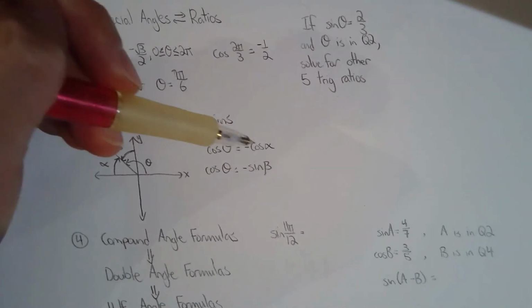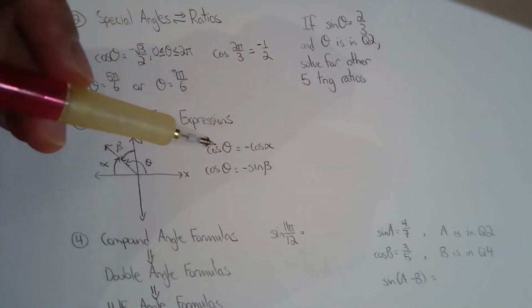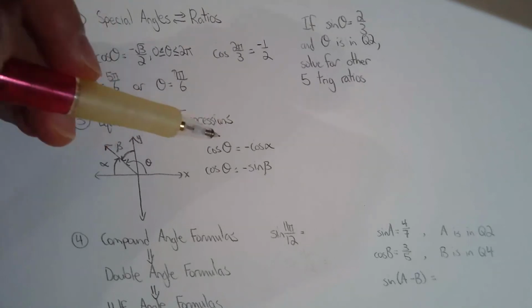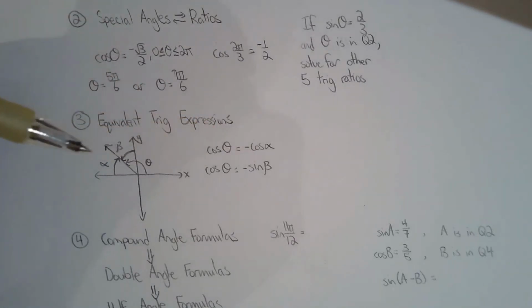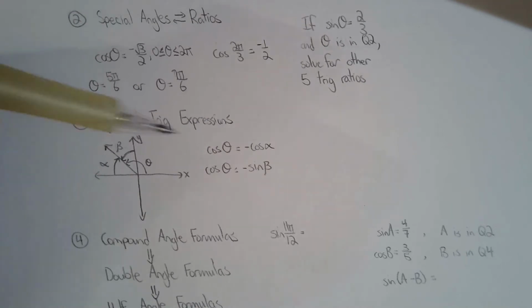But if you use alpha, which is the reference angle of theta, you do not switch the trig function. But if you use beta, which is complementary to alpha, complementary to the reference angle of theta, then you go from cosine to sine. You switch it to the complementary trig function.